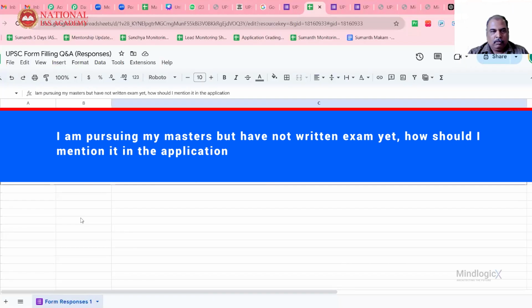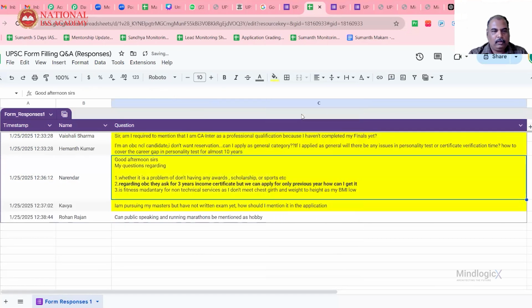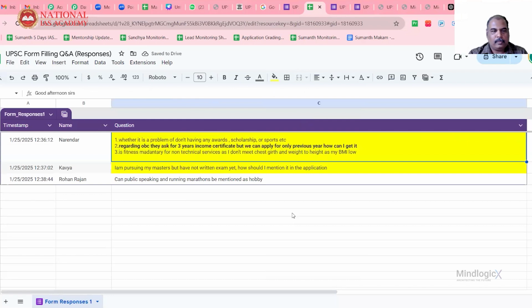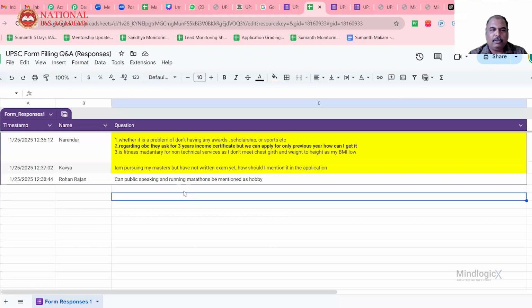Kavya is asking a question. I'm pursuing my master's but have not written the exam. How should I mention it in the application? Kavya, you should not mention that you're pursuing your master's if you don't have the certificate. I think you have only one option, whether you have passed out or not. There won't be any column for pursuing, I suppose. Only completed years they will ask. At the time of exam, you have not completed, so you didn't mention. After you complete, if you have a chance of mentioning it, you can mention. That's all.